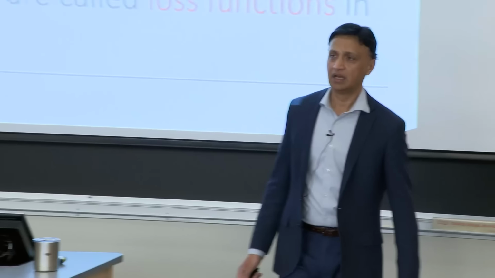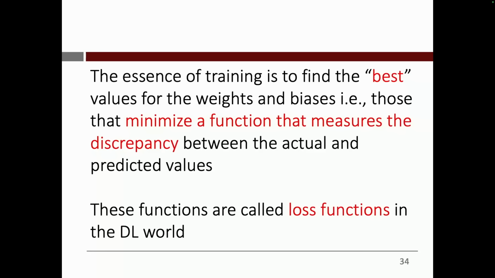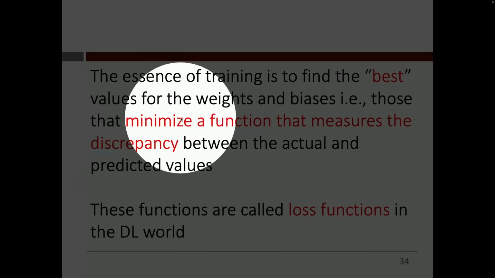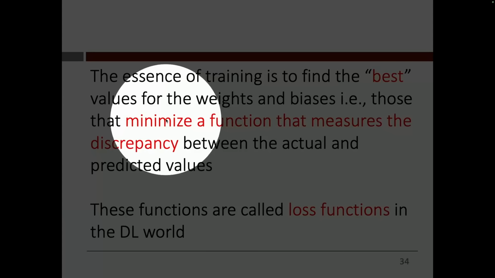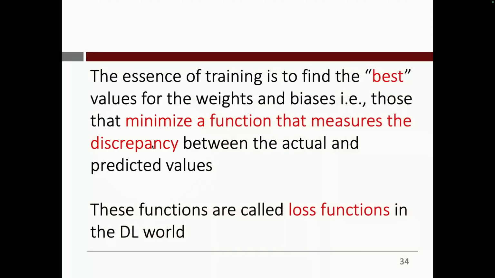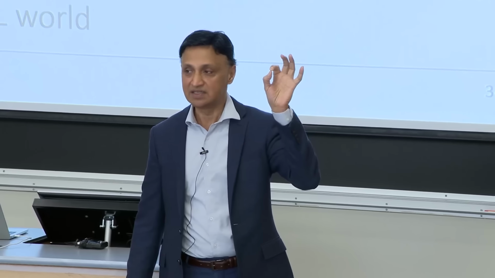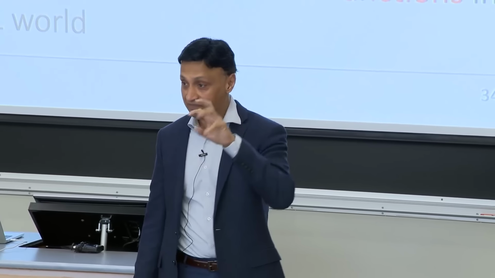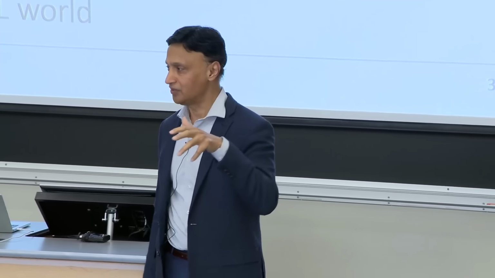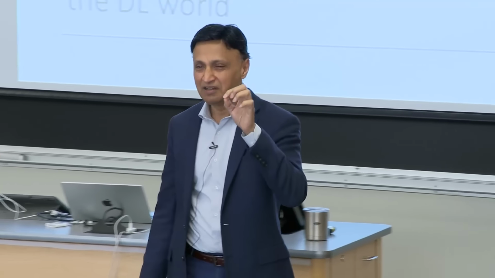So the essence of training is to find the best values for the weights and biases. The way we think of the best values is that we set up a little function that measures the discrepancy between the actual and the predicted values. I use the word discrepancy because there's incredible creativity in how you define it. A lot of breakthroughs in deep learning come because people define a very clever measure of discrepancy, and it gives you all sorts of interesting behavior.